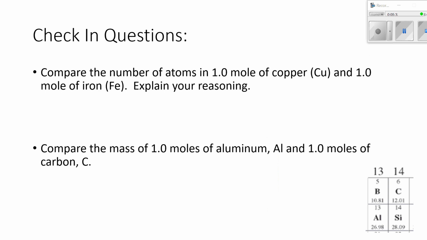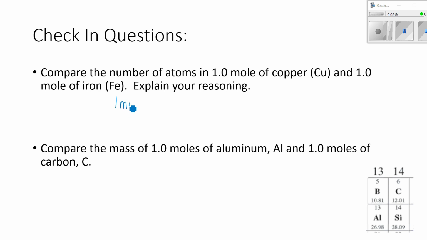And so there's some checking questions that went along with the reading. This goes along with the reading on page 2 here. And one of the questions is compare the number of atoms in 1 mole of copper and 1 mole of iron. Explain your reasoning. So for this one, I'm going to go over the answers here. So hopefully you've had a chance to think about this. We'll talk about these. So if you have 1 mole of something, they have the same number of atoms.